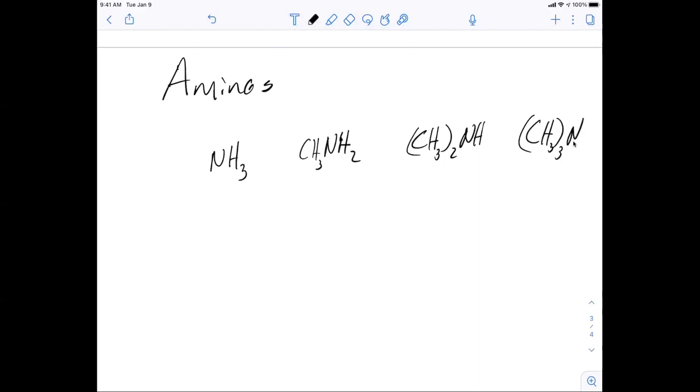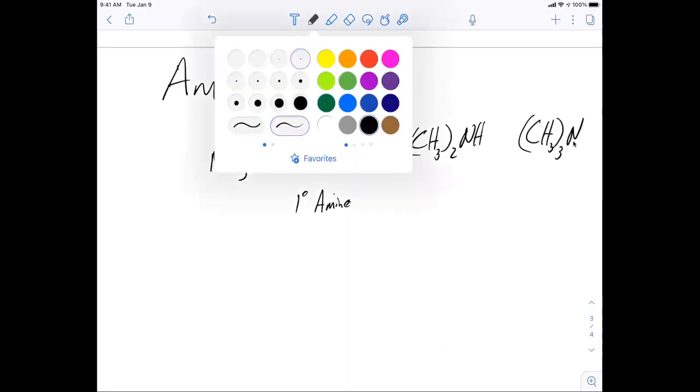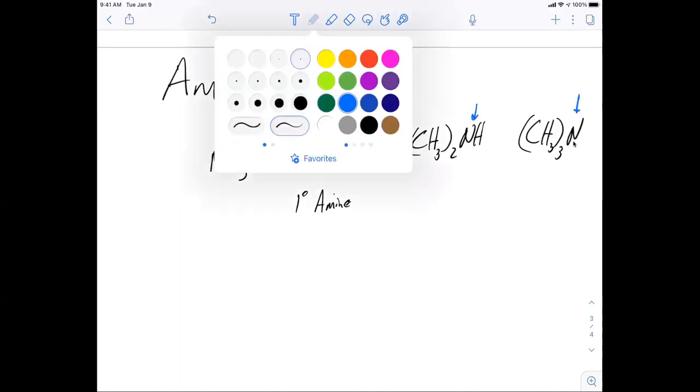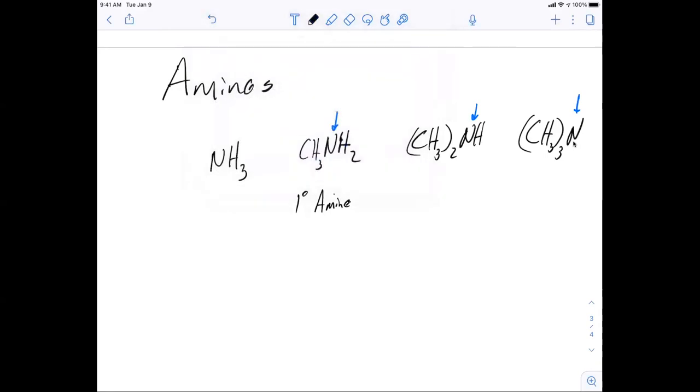And it's important to understand some different terminology. This is called a primary amine. And here we're focused on the nitrogen. So how many carbons are attached to the nitrogen? When we're looking at amines for this classification system, we're looking at the nitrogen, not the carbons.